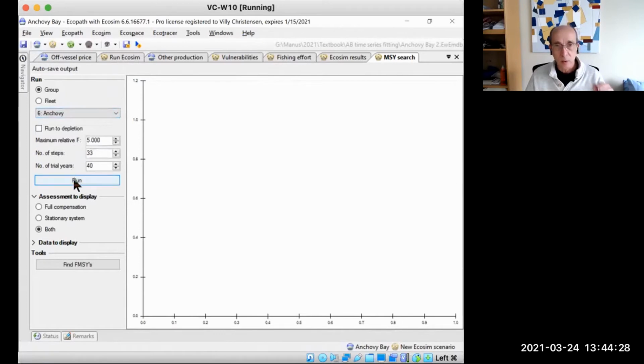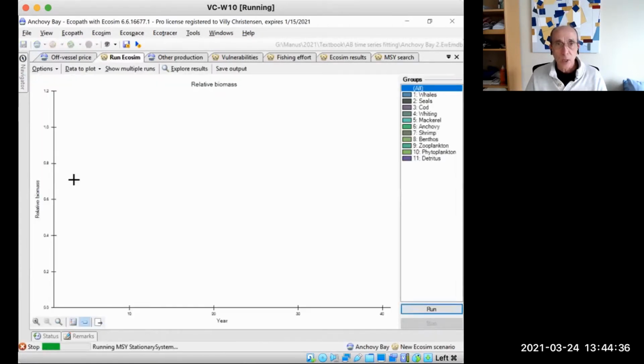And it's good to figure out what it's doing for one group before doing the full Monty. I'm just going to run it. And whoops, what happened? It disappeared. Yes, for some reason it does that, so you have to go back to the MSY search to find it again.